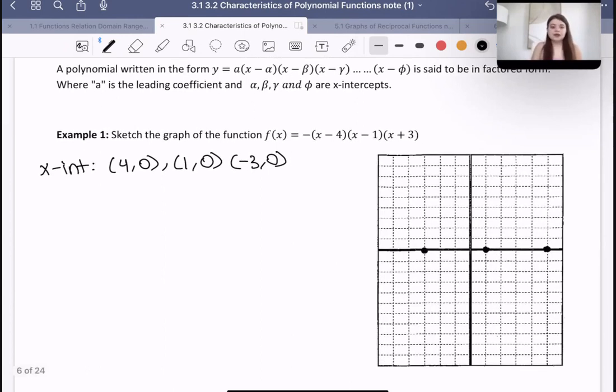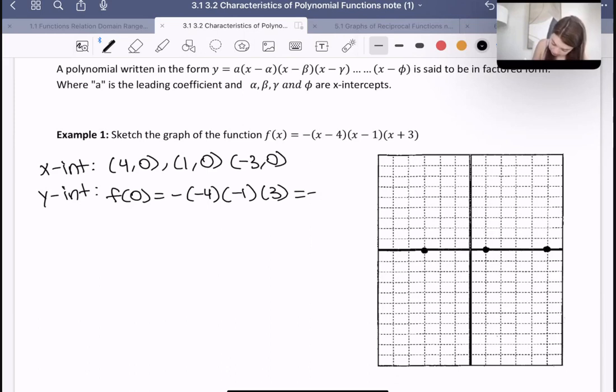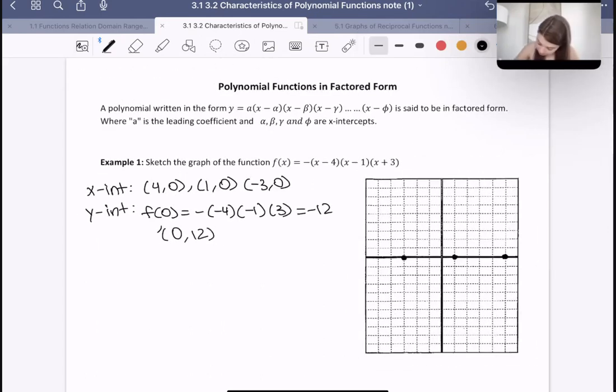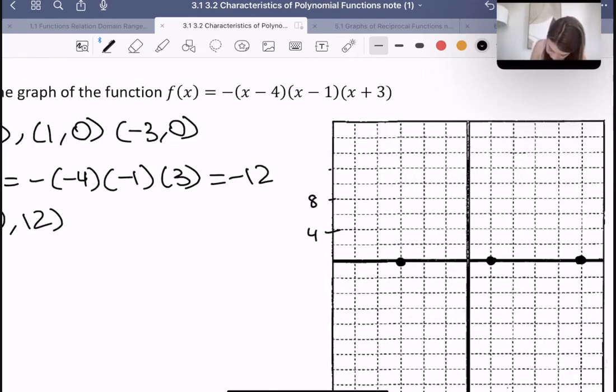Okay, now let's go to the y-intercept. Well, what is our y-intercept? Our y-intercept would be the same as f of 0, which is negative times negative 4, negative 1, 3, which is negative 12. So therefore, (0, negative 12) is our y-intercept. So it looks like we don't have enough space to do that, actually. So I'm going to label this part of the graph. Let's see this as 4, 8, 12, 16, and now I can draw this here.